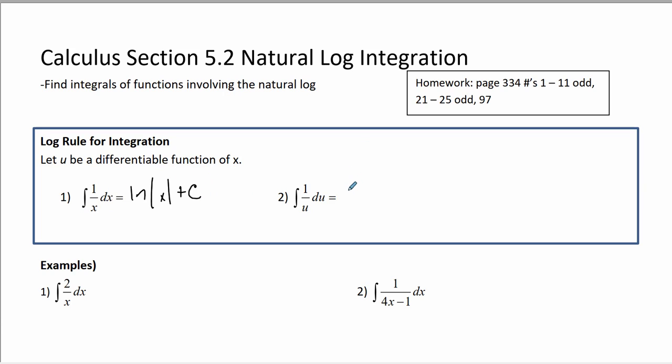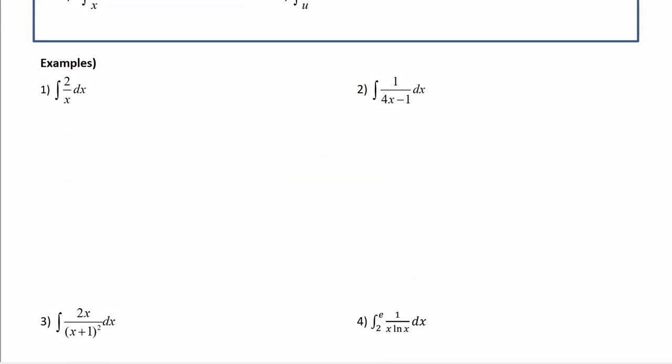Okay, in this case, it's the same thing, right? So it's the natural log of the absolute value of u plus some c. We have to worry about that absolute value only when the value could be negative, like if it's x squared or something like that. Or if the value can never be negative, then that absolute value can go away. But until then, you need the absolute value, okay?